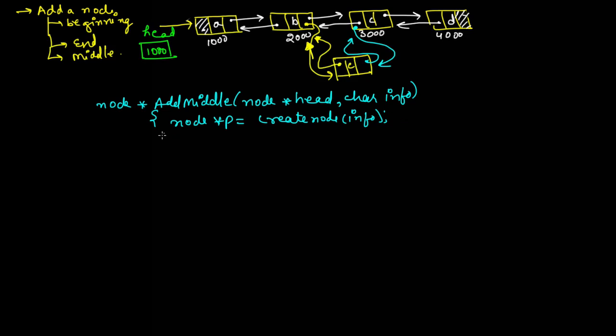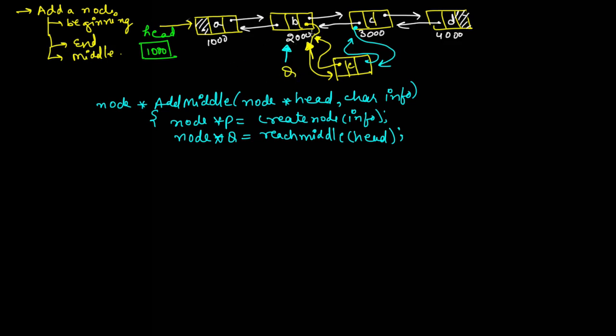Then we are going to take one more pointer, node star Q, and this node star Q is going to store the address of the middle node. So how will you reach the middle node? You can just call the reach middle function, and you pass the address of the head here. With the help of that reach middle function, you can easily reach this position. That means Q will be pointing to this position.